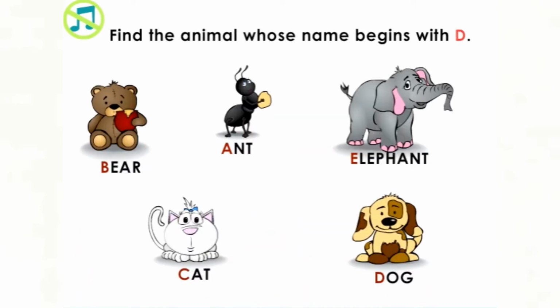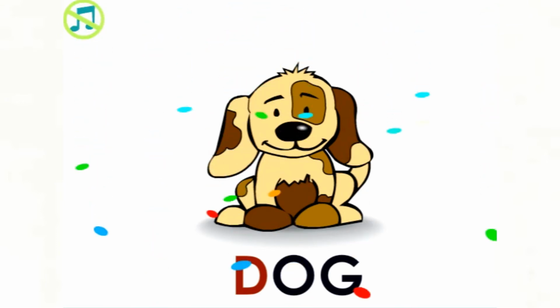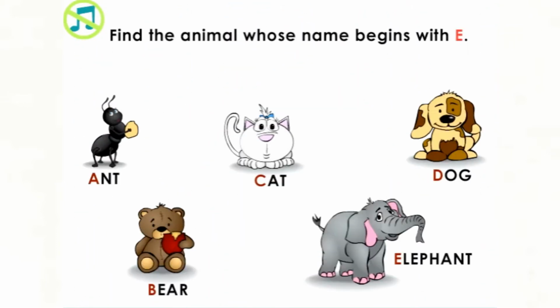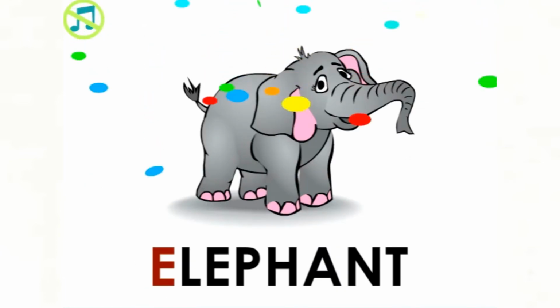Find the animal whose name begins with D. That's right! Dog begins with D. Find the animal whose name begins with E. All right! Elephant begins with E.